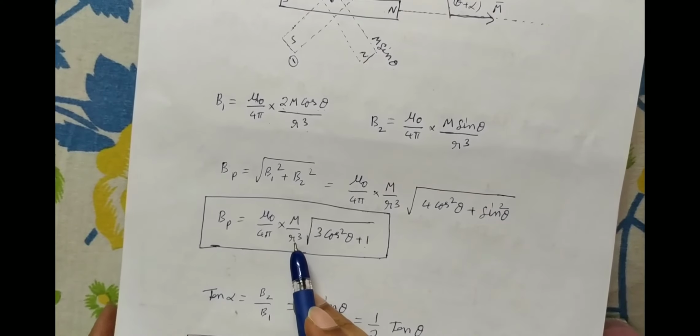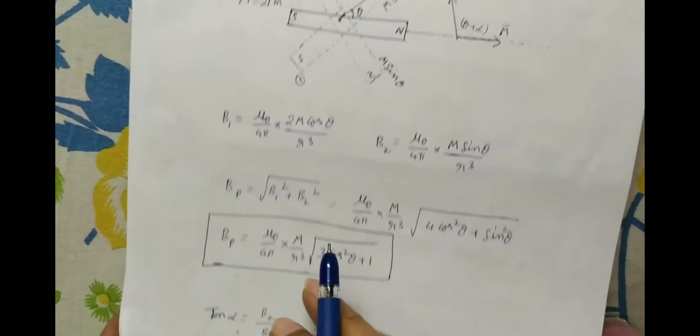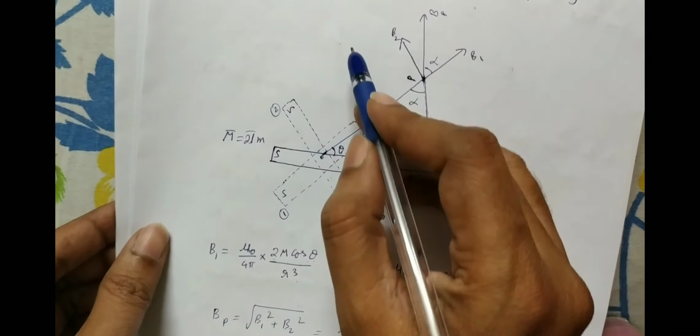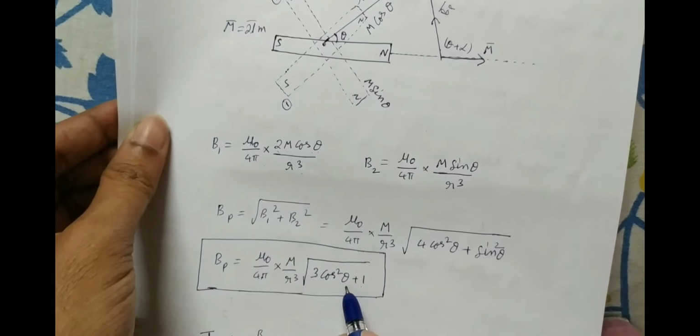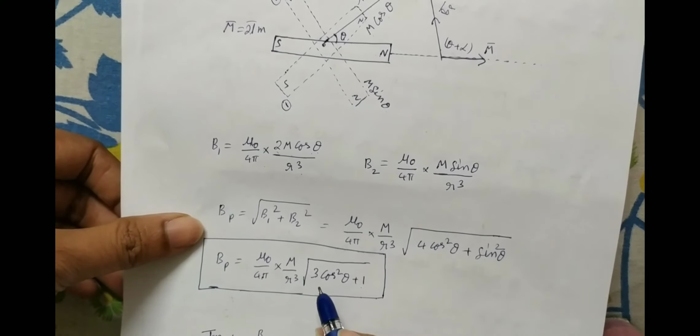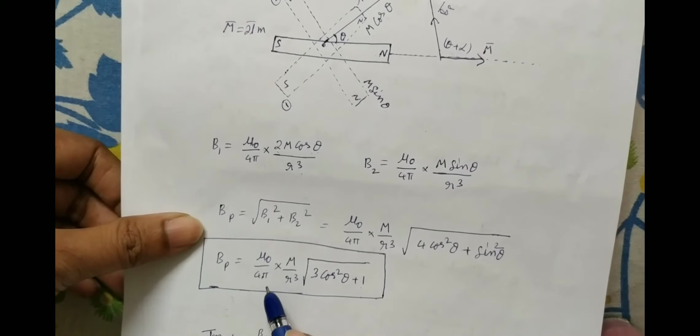Suppose if you take on equatorial line, means this line here, the angle it makes is 90 degrees like this. Then you can take theta is 90, cos 90 is 0, then you get root 1. So what is the total field? Mu naught by 4 pi m by r cube only. And this is the equation on equatorial line.